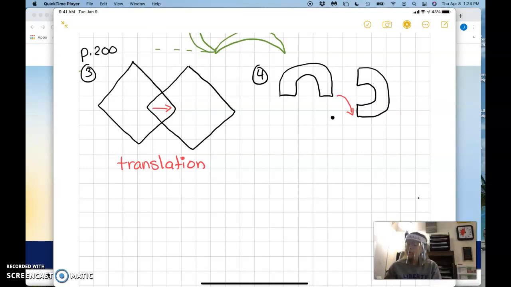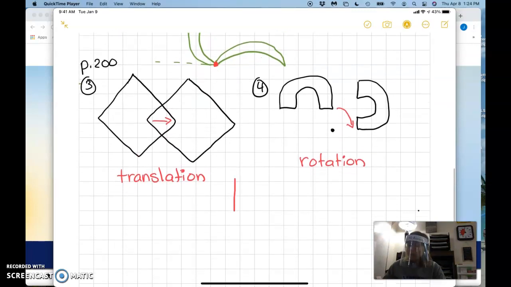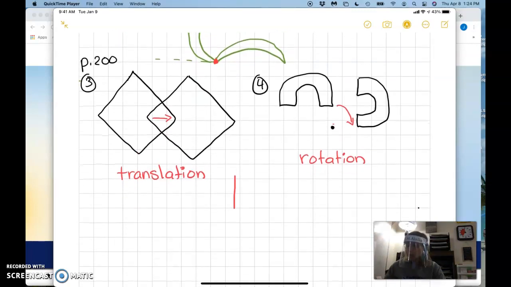Okay, number 4. Now, what is that one? What do you think's going on? Rotation. Yes, it is a rotation. And notice, when I drew my example, I had my point right here. But on their example, they showed us this is the point that the shape is rotating around.